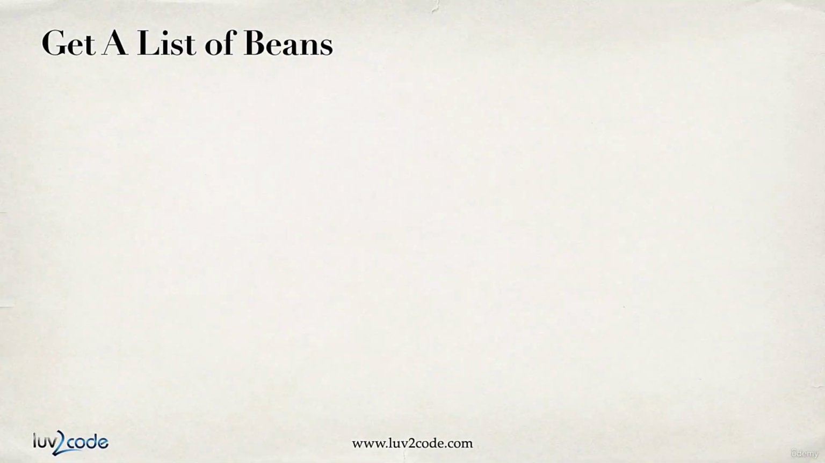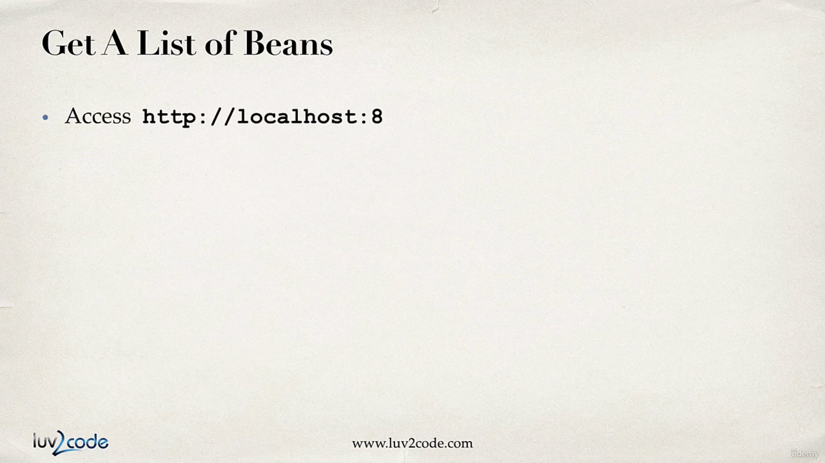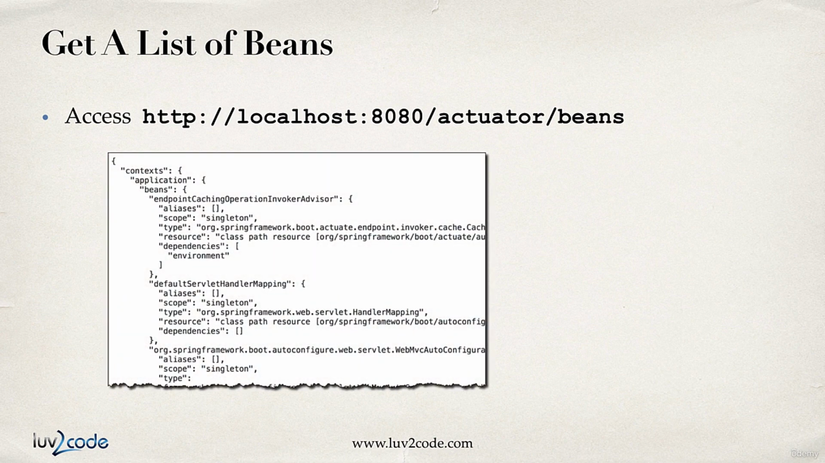Now, once we have that set up, to get a list of beans for a given application, then we can go to localhost/actuator/beans, and it'll give us an actual dump or a JSON of all of the beans that are registered with this Spring application context. So this is pretty cool.